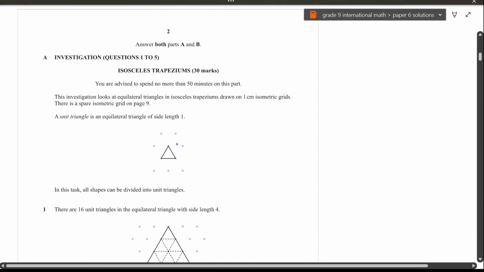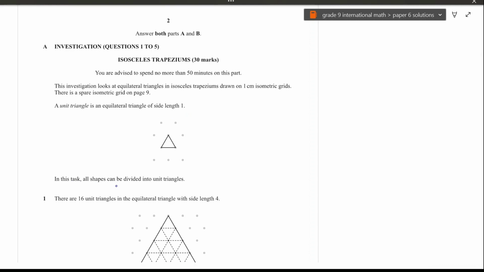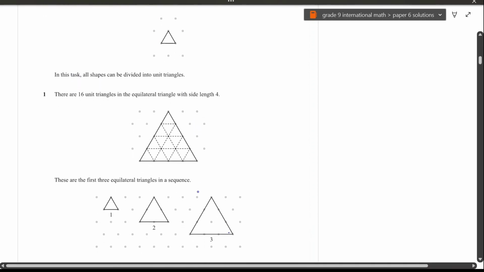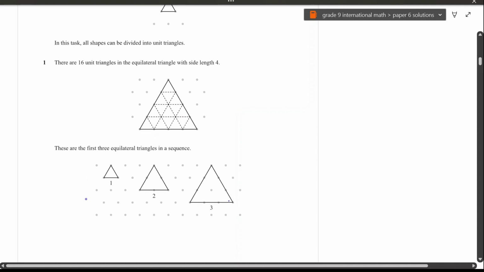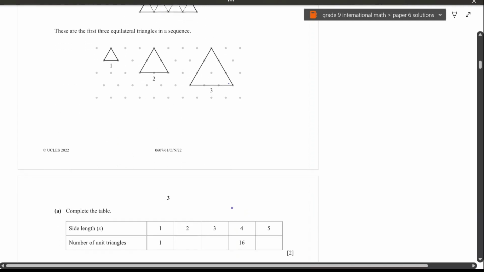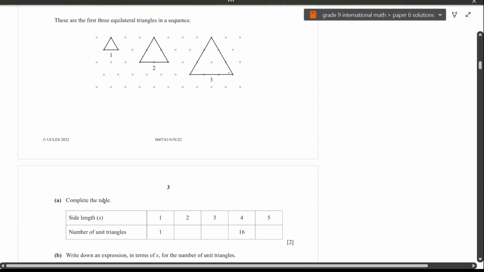Okay, let's go to the first question. First of all, what is a unit triangle? It is an equilateral triangle of side length 1. In this task, all shapes can be divided into unit triangles. So in this case, there are 16 unit triangles in an equilateral triangle with side length 4. These are the first 3 equilateral triangles in the sequence: unit triangle, side length 1, side length 2, side length 3. So we have to count the number of triangles in each of them.